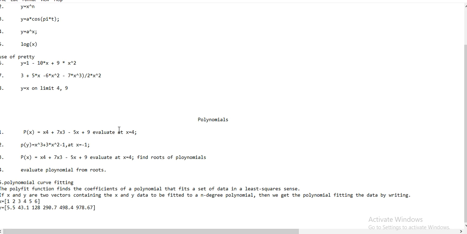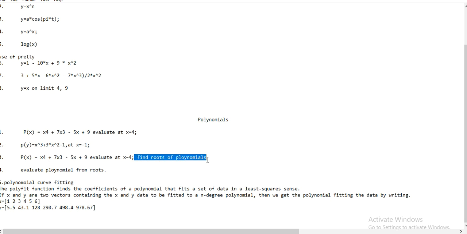Another problem is that we are given the same polynomial, and we have to evaluate the polynomial at x equal to 4. We have already evaluated the polynomial at 6. The answer was 693, but we will not find it again, because it is the same thing and we don't want to type. We are not here for typing, we are here for understanding the concept. Then we have to evaluate at x equal to 4.